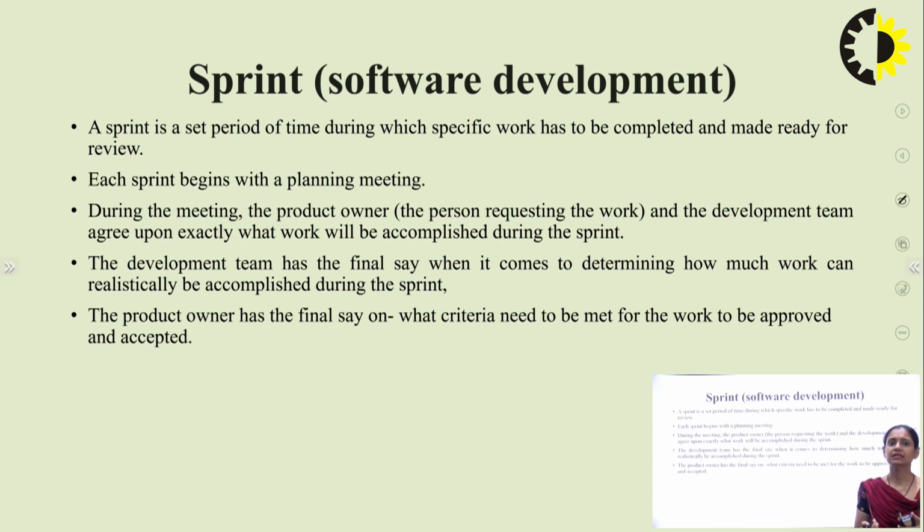Now we have been discussing sprint in the previous slide. Now what exactly is a sprint? When we talk about a sprint, it is a time period during which a specific work has to be completed, and made ready for the review and further for the user to use it. So we can understand a sprint as a very limited time period which has been decided in the beginning itself when the project planning is being done.